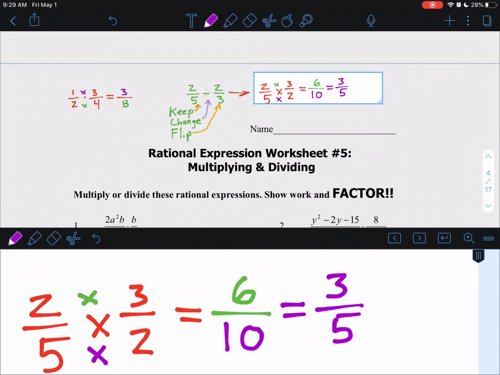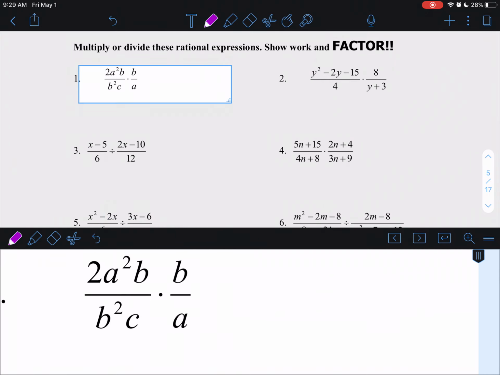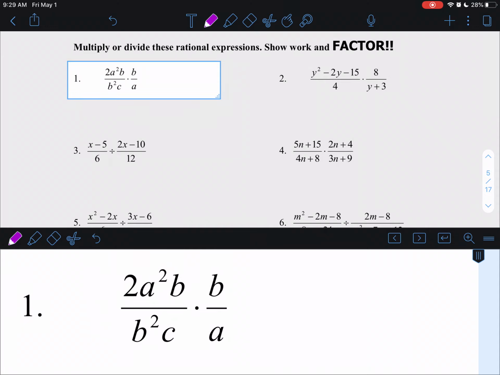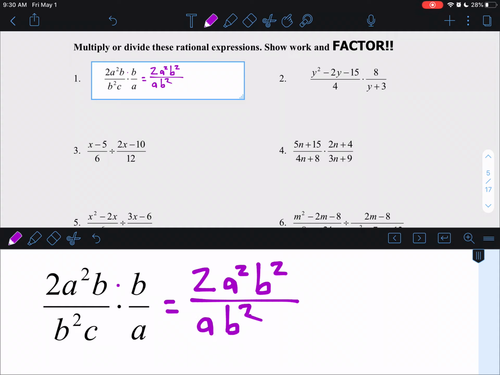That's how we do it with normal fractions, and it's going to be the exact same for these rational expressions. So I have 2a squared b over b squared c times b over a. All I'm going to do is multiply straight across. 2a squared b times b gives me 2a squared b squared, because I have b times b. And in my denominator, I'm going to have b squared c times a, which is a b squared c.